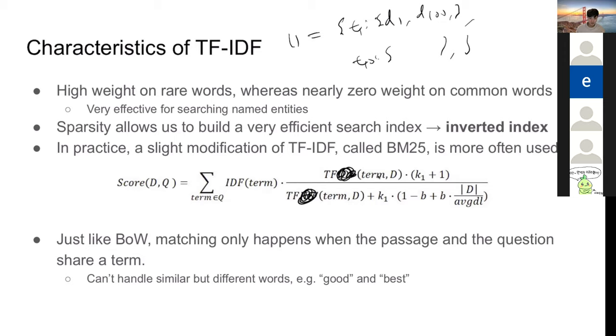But as I said, just like bag of words, it still has the same limitation that you can only match between passage and question when they have overlapping words or terms. And you cannot actually compare between different words with similar meanings, like good and excellent, best.